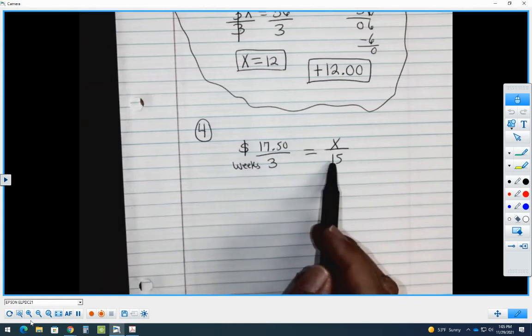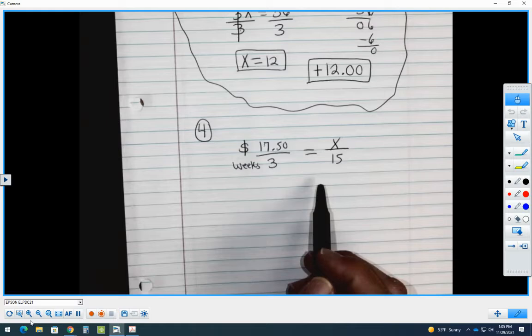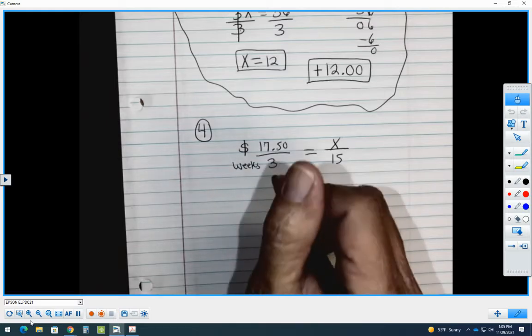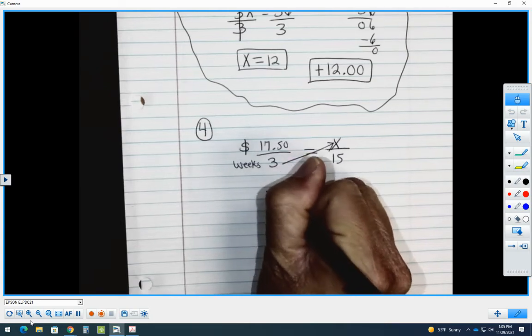What you just set up is two ratios that are equal. That is called a proportional situation. So now I'm going to go ahead and cross products. 3 times x, that would be 3x.